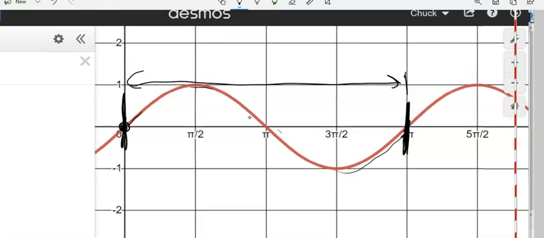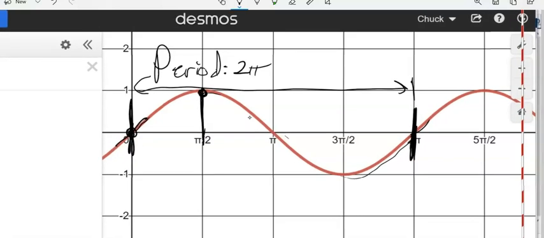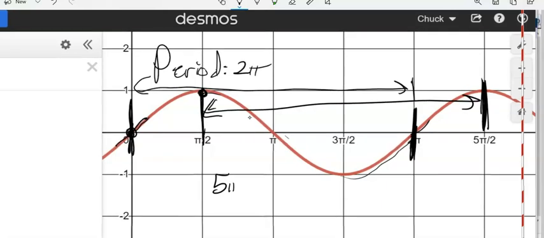So notice here it's at the midline going up. It goes through its full cycle, hits the midline going up. So the period of this function, it's periodic. Period is how long something takes to repeat itself, like a periodical, is 2 pi. And I can measure that from anywhere. Like if I start at this crest right here at pi over 2, and I go all the way out to 5 pi over 2, that distance is also 2 pi. Notice you can go 5 pi over 2 minus pi over 2 is 4 pi over 2, which is 2 pi.